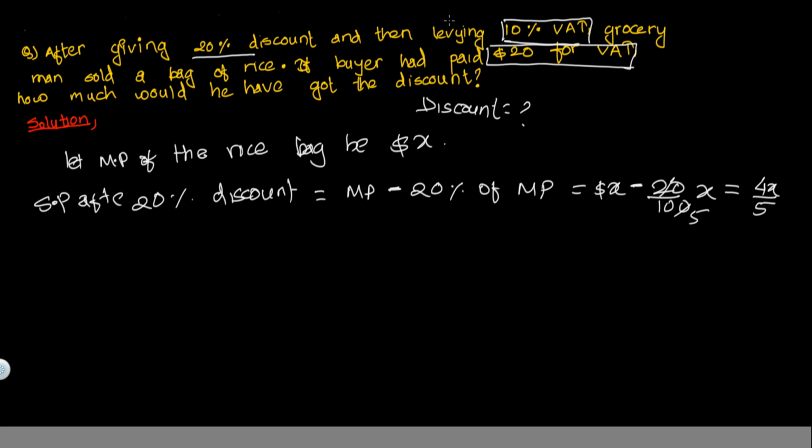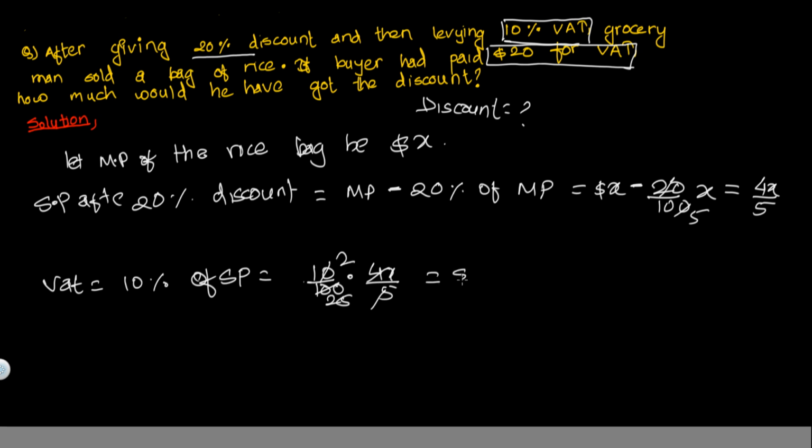Now to this amount 10% VAT is included, so let us get the VAT. So VAT is 10% of SP. So 10% of SP, which is 4x over 5, so 10 over 100 of 4x over 5. 4 times 25 is 100, 5 times 2 is 10. It will be $2x over 25.